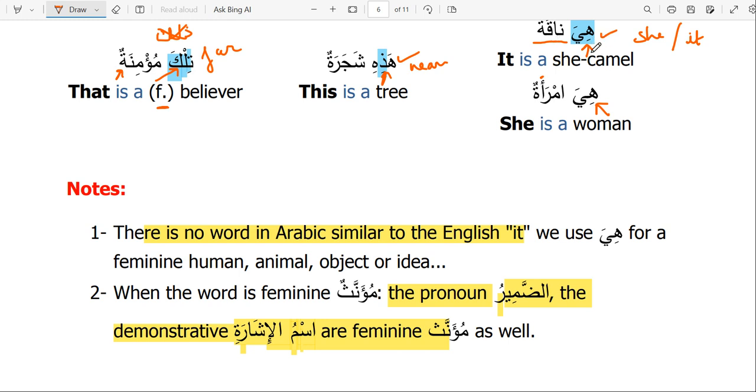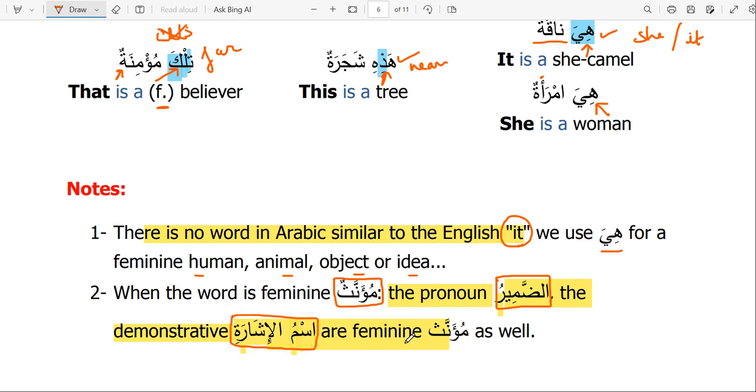And there is no word in Arabic for 'it' as there is in English. So we use this here for feminine, human, animal, object, or idea, as we learned in the previous lesson for masculine nouns. When the word is feminine, muannath, please memorize the Arabic terms. Muannath, the pronoun or the damir. Pronouns are called damir in Arabic. The demonstrative pronouns are called ismul ishara, muannath as well.